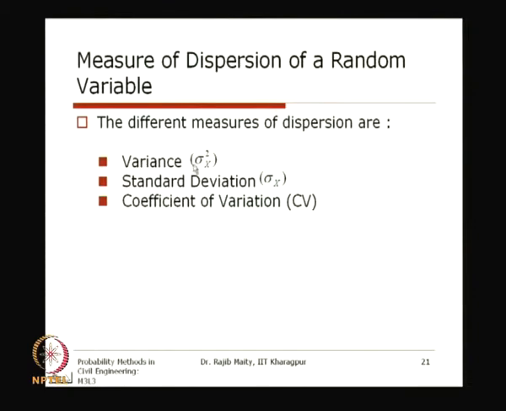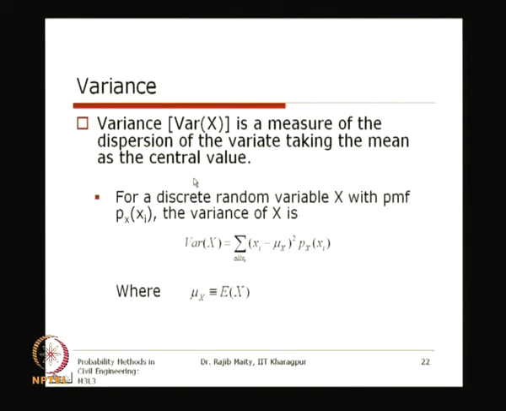The first one is the variance, which is denoted as sigma x square, standard deviation sigma x, and coefficient of variation CV. Now the variance, which is generally also denoted as VAR of x, of this random variable x, is a measure of the dispersion of the variate taking the mean as the central value. Now, when we are measuring that spread around the mean, out of these three measures of central tendency, if we pick up the mean and then calculate how it is spread around that mean, then that is known as the variance.